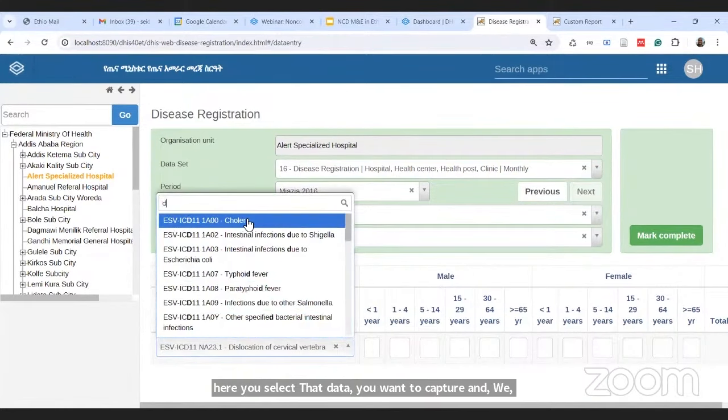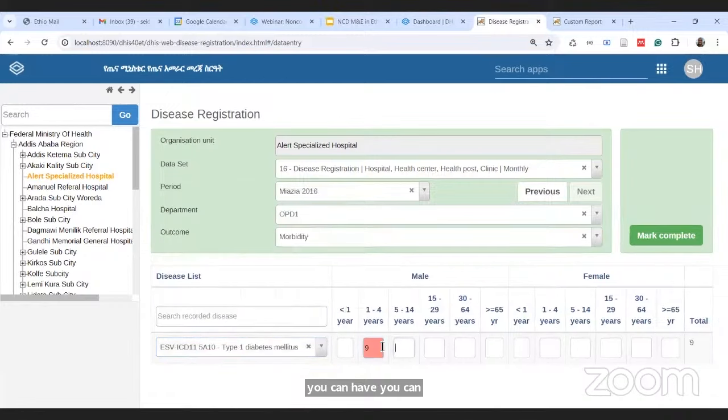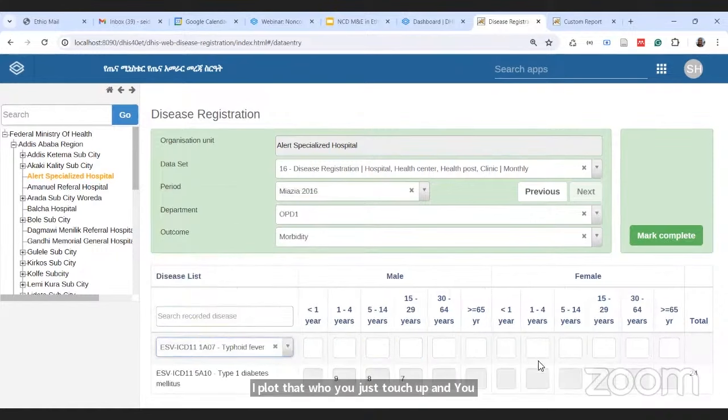You can type one, type two, you just capture, and when you select another disease, this row is pushed down. This application has helped us simplify the process, because capturing data for 2,500 diseases in a normal data entry application was very heavy and it was not convenient for us.